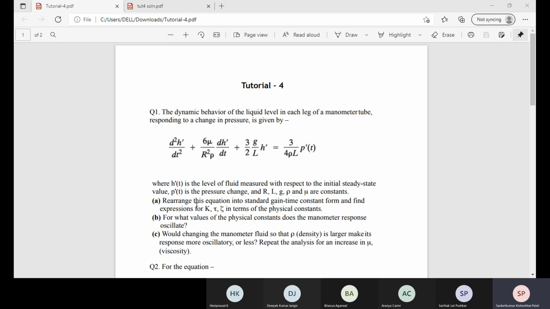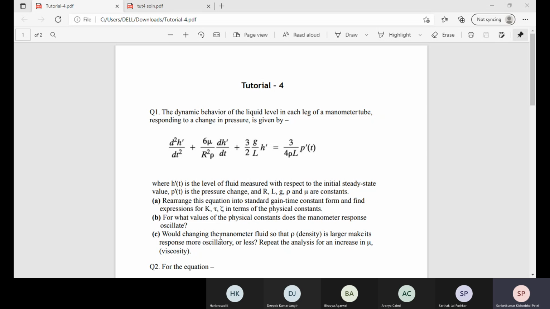So what we need to do is rearrange this equation into the standard gain time constant form and find expressions for K, tau, zeta in terms of the physical constants. So we need to derive values of tau, zeta, K in terms of mu, rho, R, and other constants. Second, for what values of physical constants does the manometer response oscillate? So basically we need to find the value of zeta in which the response will oscillate.